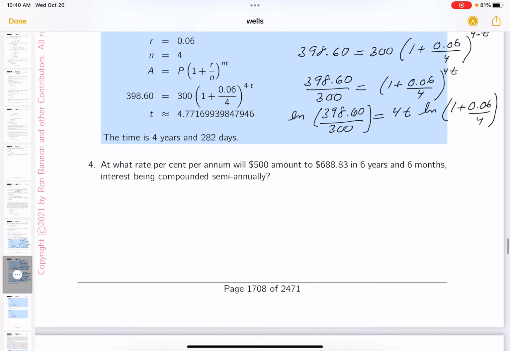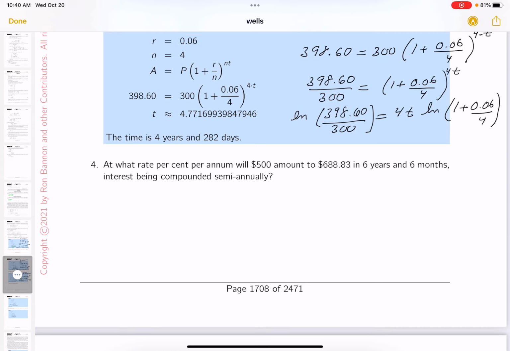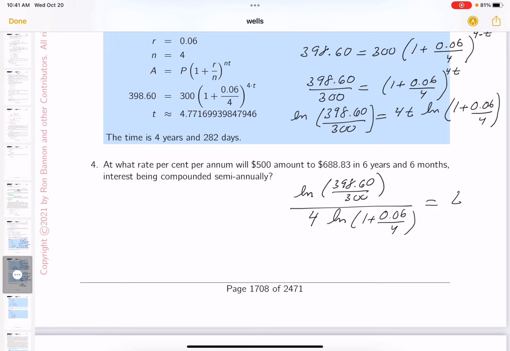Now someone says, what are you going to do now? Well, I've got to solve for t. And I'll write that down for you. It's going to be natural log of 398.60 over 300. And now I have to divide by two things. I have to divide by 4, and I have to divide by the natural log of 1 plus 0.06 over 4. And this would be what t is.